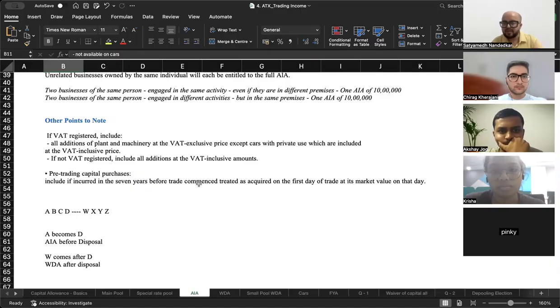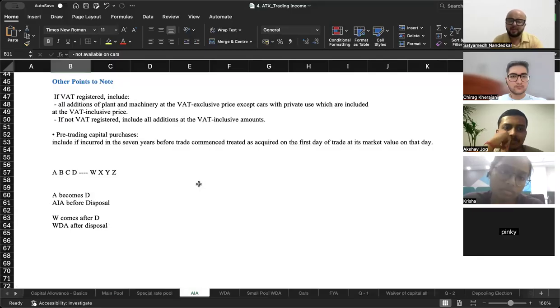So next year I will start my own coaching company. But before I start my own coaching company, today I have purchased a laptop or a projector which I am going to use in the next year. So this is an amount incurred in the 7 years before the trade commenced. On the date when I start my own business, on that day I can include that amount at the market value and claim AIA. Acha.